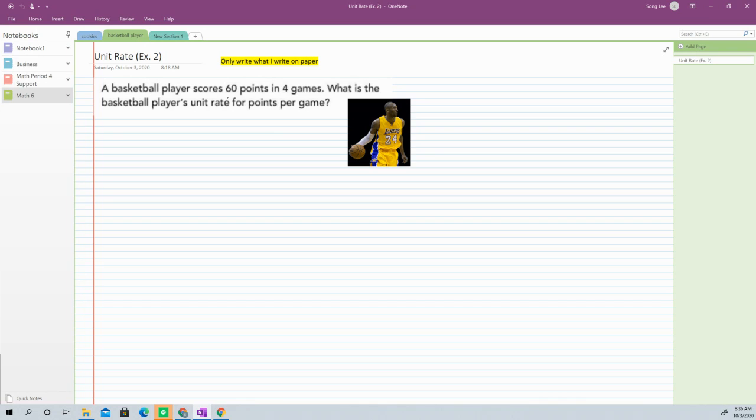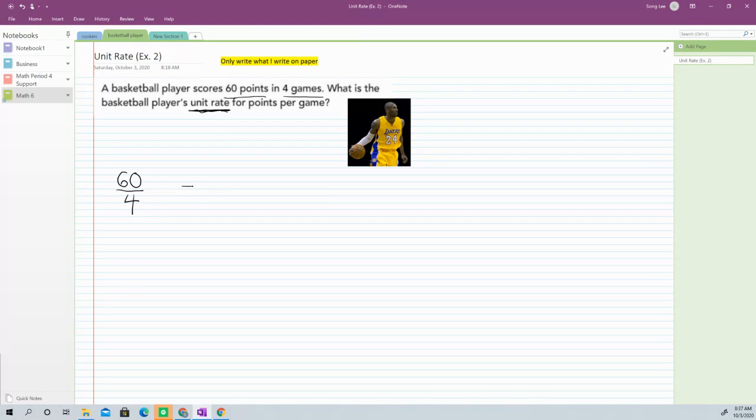A basketball player scores 60 points in 4 games. What is the basketball player's unit rate for points per game? If we're looking for the unit rate, we're only looking for 1, right? So how many points per 1 game? So we're looking for points per game. So let's write the equivalent ratio. What would that be? That's right. The equivalent ratio would be 60 over 4, meaning 60 points per 4 games.